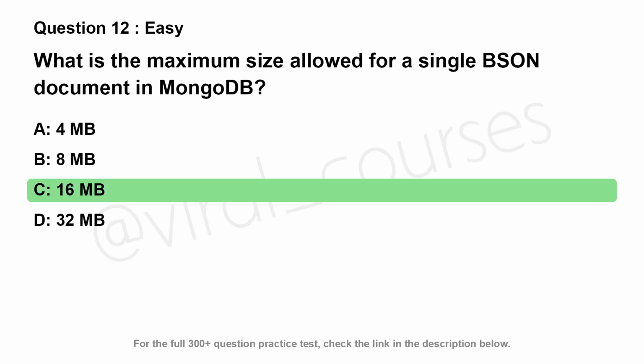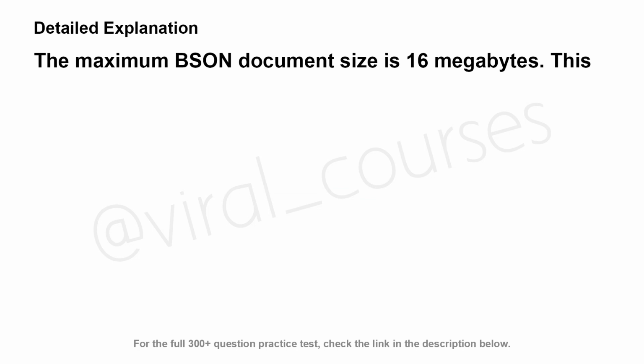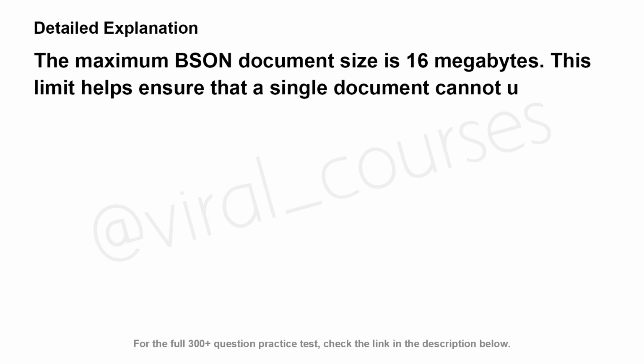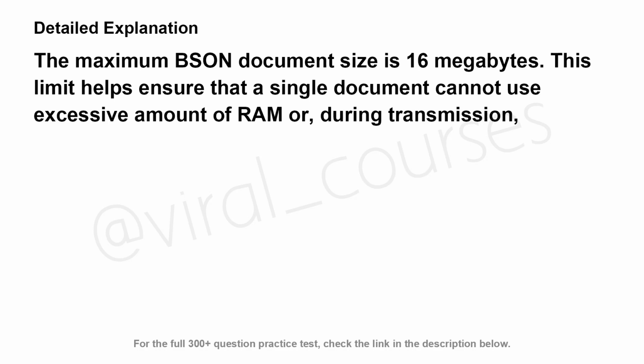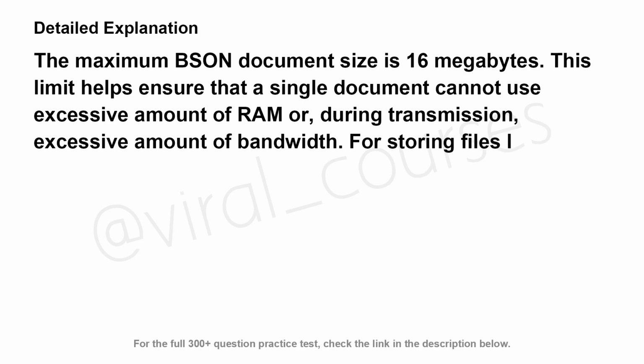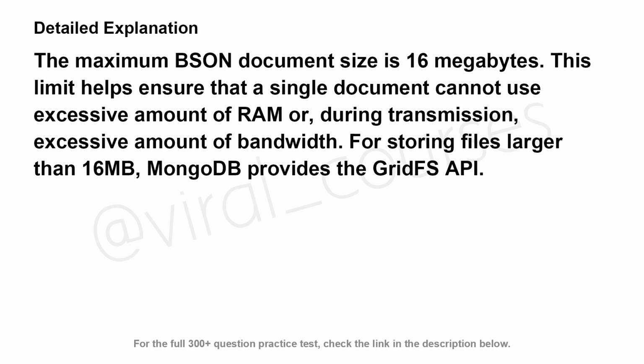The correct answer is C. The maximum BSON document size is 16 megabytes. This limit helps ensure that a single document cannot use an excessive amount of RAM or, during transmission, an excessive amount of bandwidth. For storing files larger than 16 megabytes, MongoDB provides the GridFS API.